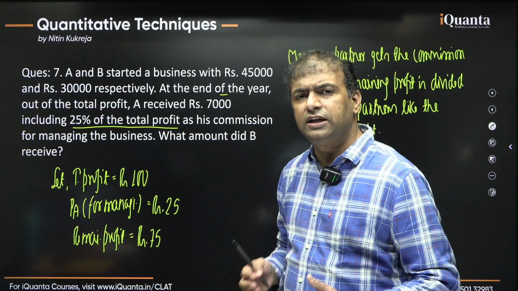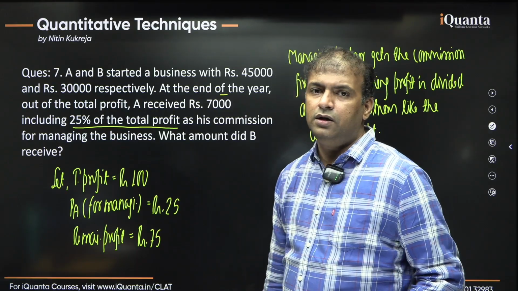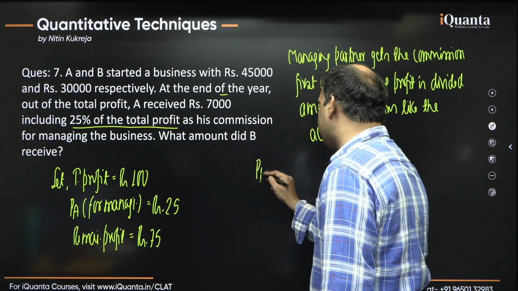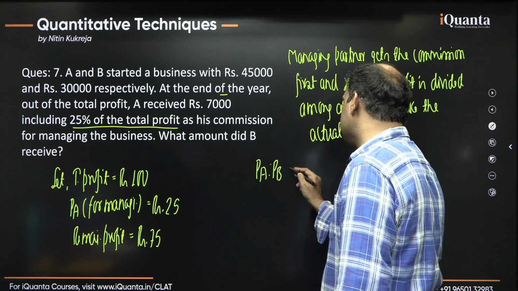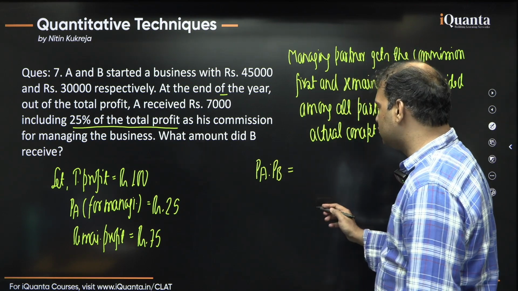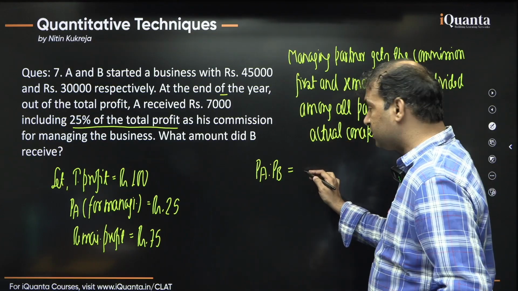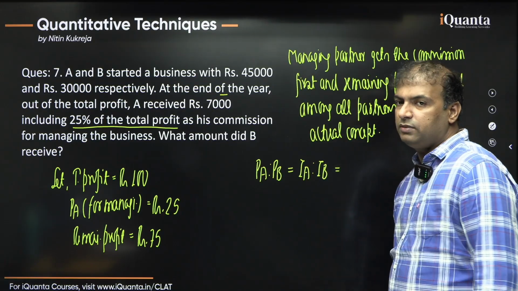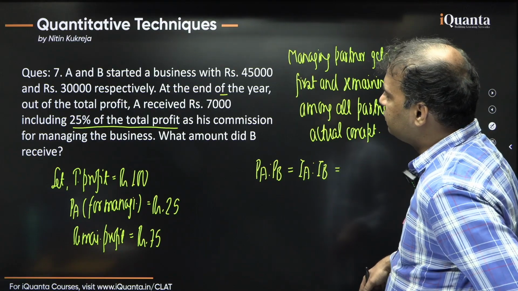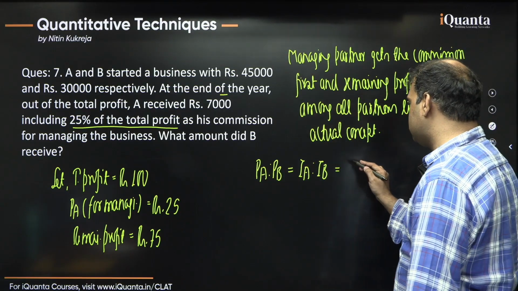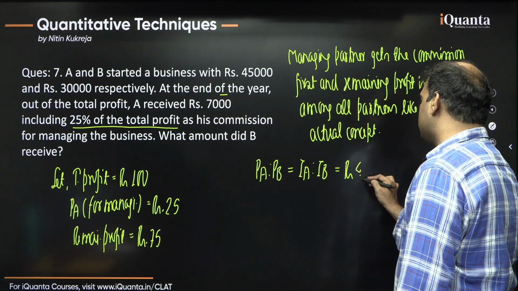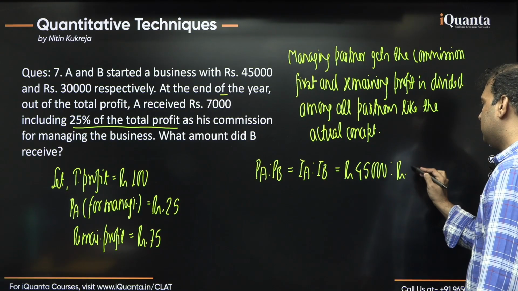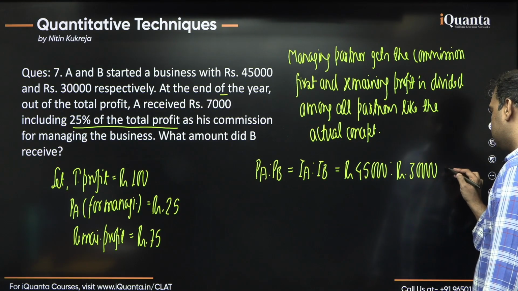So one thing is sure, that they are investing for the same time period. Hence, we can say this is a simple partnership. So the remaining profit of this business will be divided in the same ratio as it was being done in the simple partnership. That means the ratio of the investments of A and B. The investment of A is rupees 45,000, and the investment of B is 30,000. So what should be that ratio, guys? That ratio is equal to 3:2.